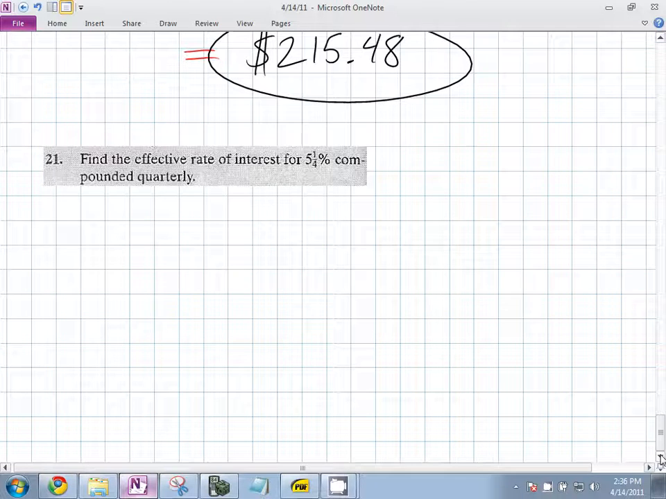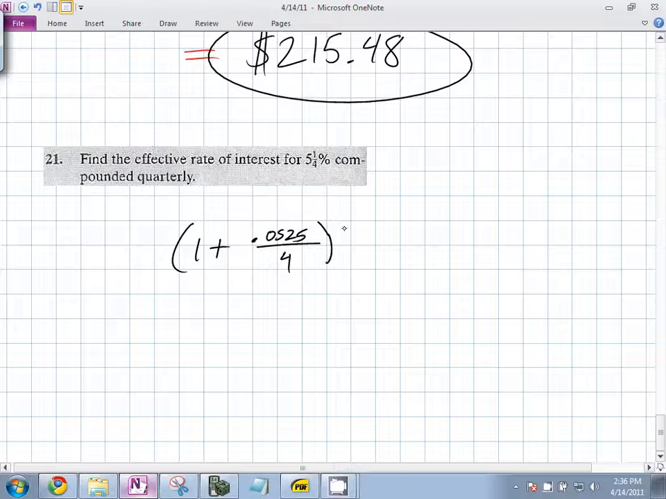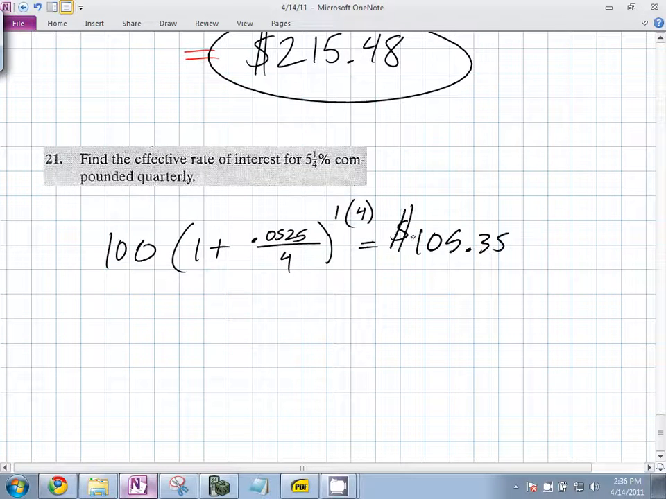So for this one, it says 5 1/4 compounded quarterly. That's 1 plus 0.0525 divided by what? Raised 1 year to the what power? 1 year times 4. So if you had $100, what does that do to $100? I think it turns it into $105.35. Someone can verify that while I'm talking. What would be the effective rate of interest?